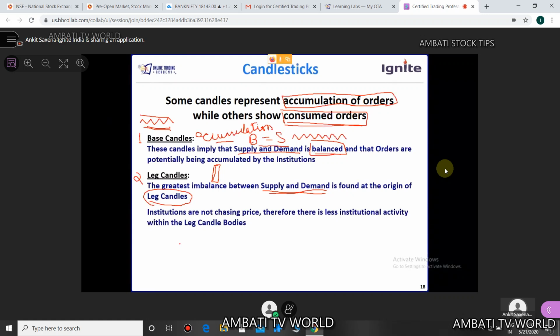Now, institutions. What do you think? Who can move the prices? Before you answer this question, hang on, guys, let me ask one more question. What is the maximum order size that you have put into the market? The maximum number of shares you have put into the market.